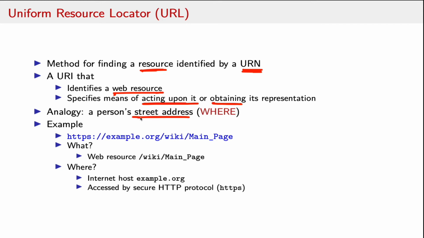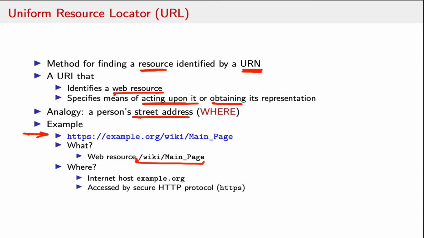How do we locate them? Here's another example. We're obviously familiar with URLs that we see in web browsers every day, like this one, example.org/wiki/main_page. Well, this is answering two questions, right? It contains a URN, and the URN is actually the wiki main page portion of it. That's an identifier for a particular web resource.